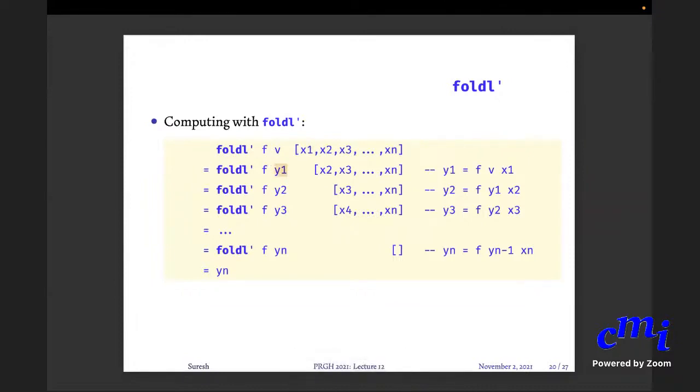This is the important difference. It evaluates it and carries it as a value. At the next step, it will evaluate this and carry it as a value. So just one number. And in the next step, it will evaluate f y2 x3 and carry it as a value.